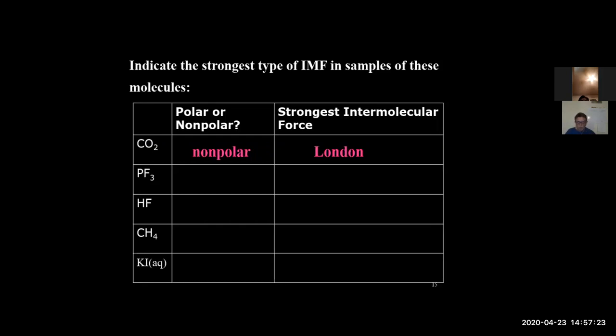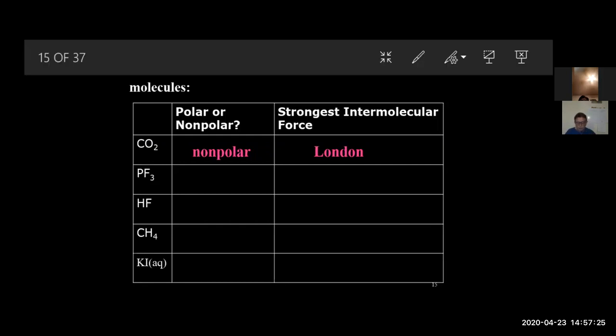Okay, now take a look at the phosphorus trifluoride. When we draw the Lewis dot structure, it'd be just like ammonia. We will end up with the three fluorides bonded to it, and we end up with a lone pair on the central atom.